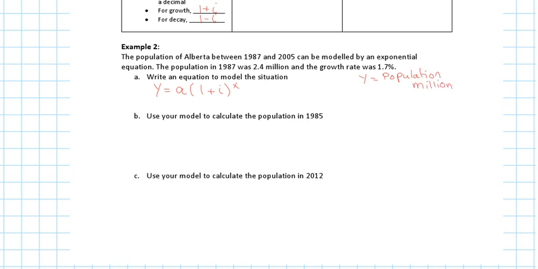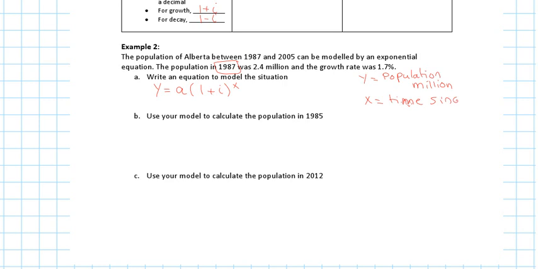But time since what year? Because remember, my initial is not like at the beginning of the planet, right? That's since 1987. So the time, X, is going to be the number of years from 1987. So 1987 is going to be my 0 year. Does that make sense to you? Because I'm starting with an initial value of 2.4 million in 1987. Okay? So that's time since 1987.